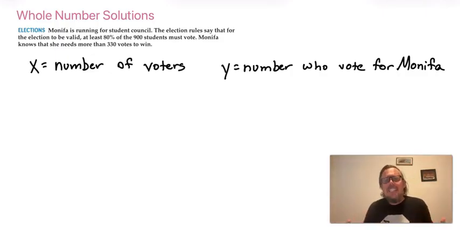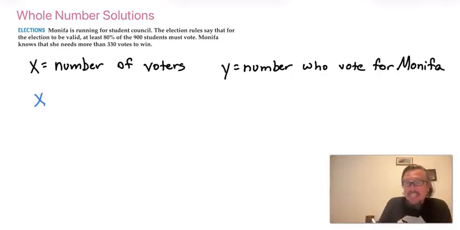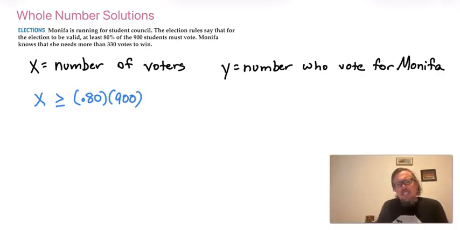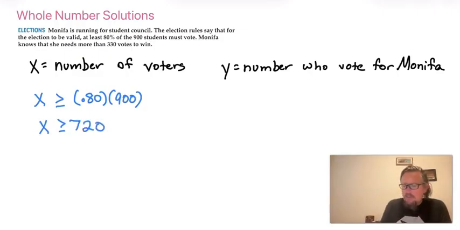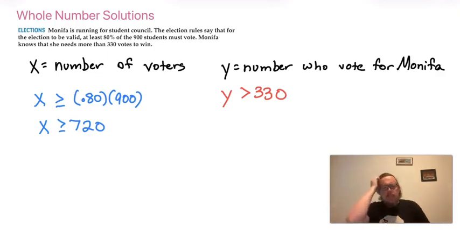So we need two inequalities, and they're pretty easy for us to figure out. At least 80% of the 900 must vote. So the number of voters has to be at least, meaning greater than or equal to, 80% of 900. And 80% of 900 is 720. 8 times 9 is 72, and then we just move the decimal. So we have to have at least 720 voters. Then how many have to vote for her? Well, it says right there in the problem, she needs more than 330 votes. So Y is more than 330, not at least 330, more than 330.